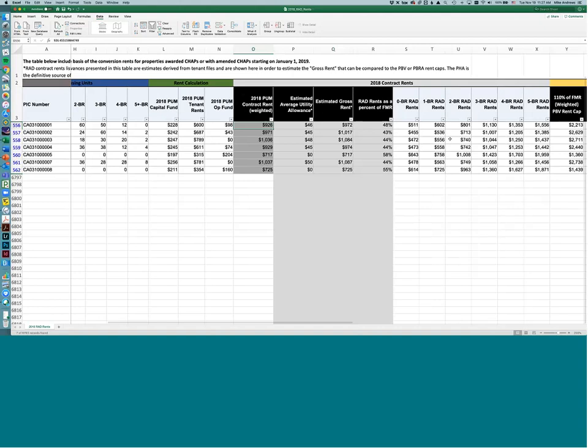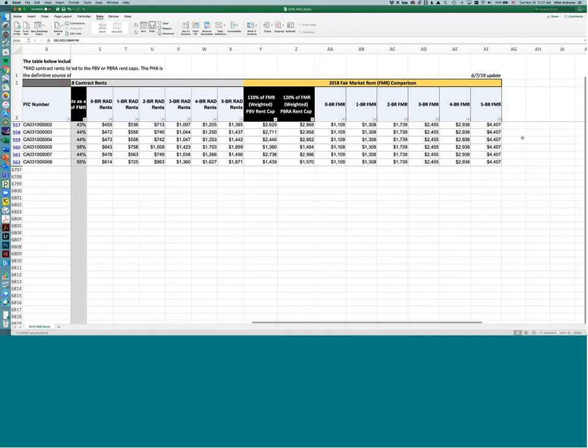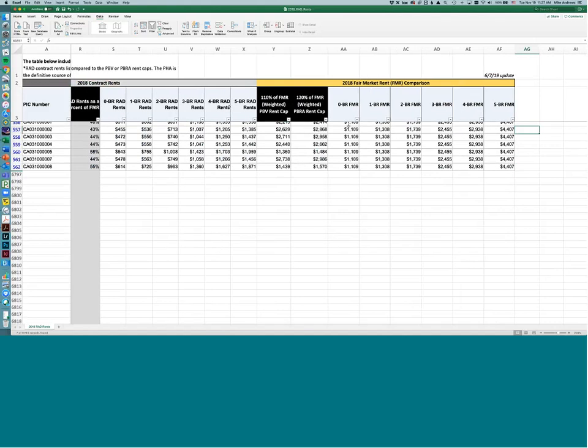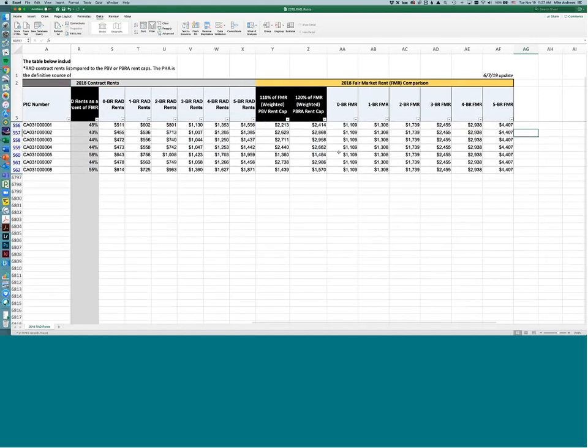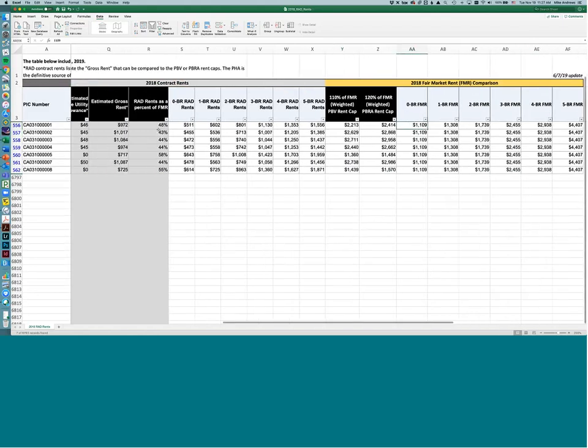It then compares them to FMRs. And if you want, in your own spreadsheet, over here to the side, you can do a little math and subtract your FMR amount from your RAD amount to see what the dollar difference is. This percentage number here gives you an indication of which is going to be higher. So in column R, if column R is less than 100%, that tells you that your FMR rent is greater than your RAD rent.